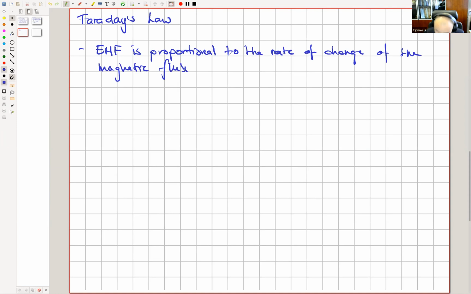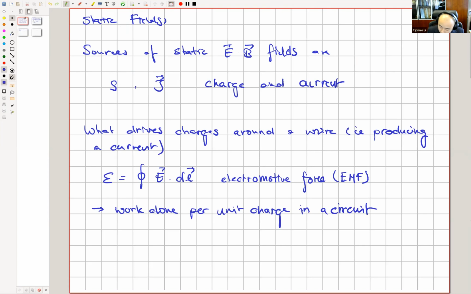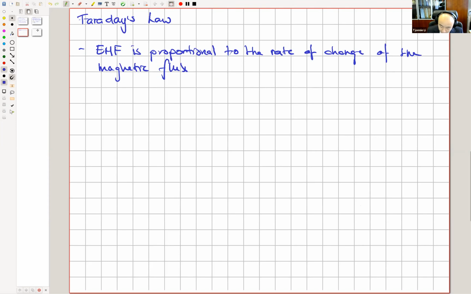So what does this mean? Okay, so that's something that we can specifically take a look at. So again, EMF, if you go back to the first slide, is defined as the work done per unit charge in some circuit. And what Faraday found was that this EMF is proportional to the rate of change of the magnetic flux.